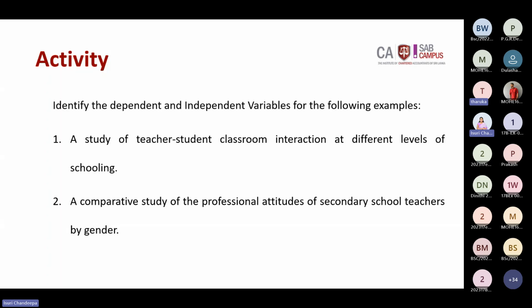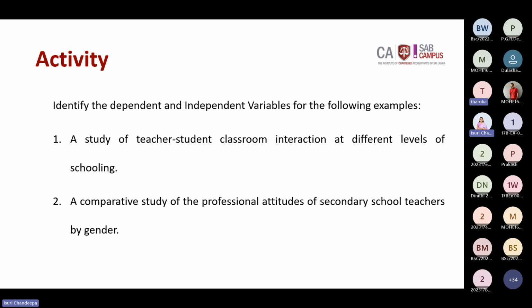This may be a quantitative study, and whereas we don't have the dependent and independent variables, what are we going to test? At the different levels of schooling, what is the student and teacher classroom interaction for grades 1 to 5, or for the persons who have only A levels, then the persons who have master's and PhD? So at different levels of schooling, what is the teacher-student classroom interaction?